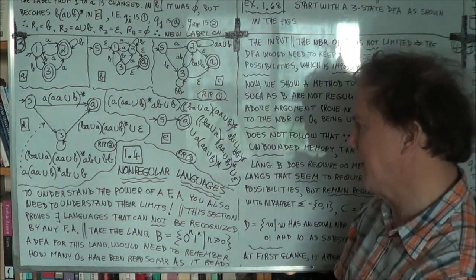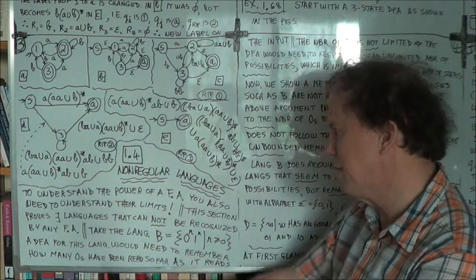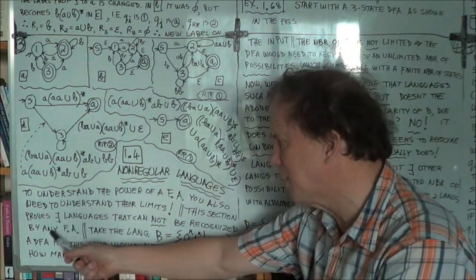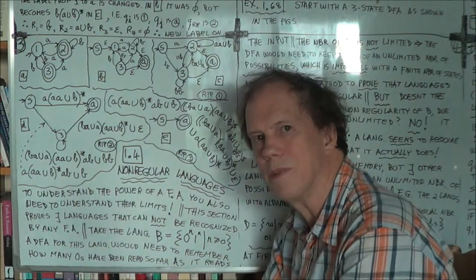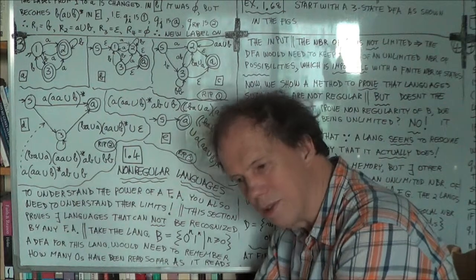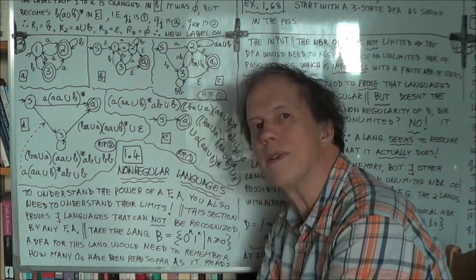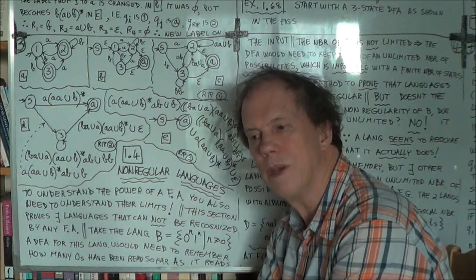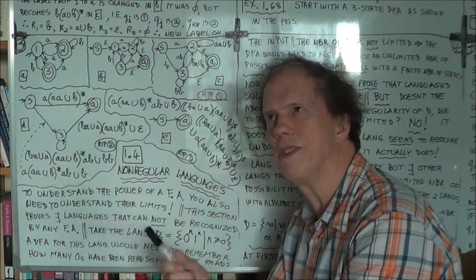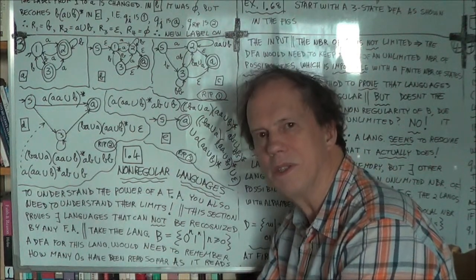Now, what this session's about is it's going to prove that there are languages that cannot be recognized by any finite automaton, hence non-regular languages. There are some languages that just have no finite automaton that recognizes them. Hence you label them non-regular.